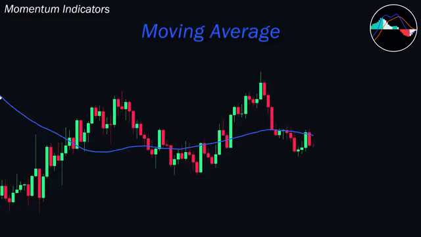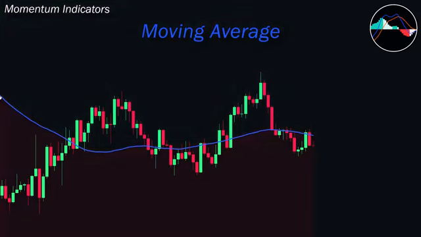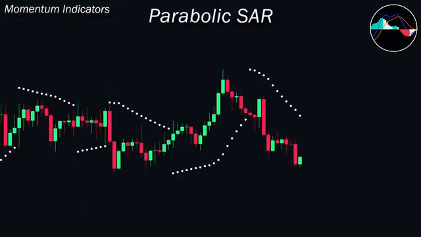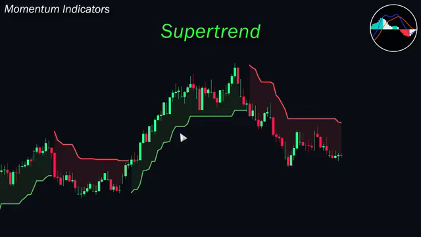Moving averages. Price being above the moving average signals a bullish trend, and price being below signals a bearish trend. Parabolic SAR. A dot below the price indicates a bullish trend, and a dot above the price indicates a bearish trend. Supertrend. Green signal indicates a bullish trend, and a red signal indicates a bearish trend.